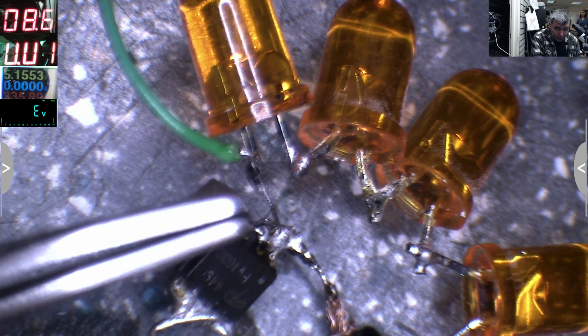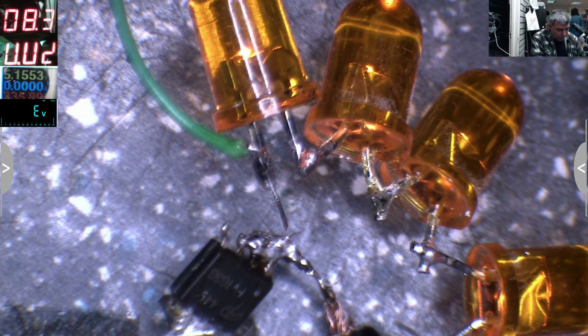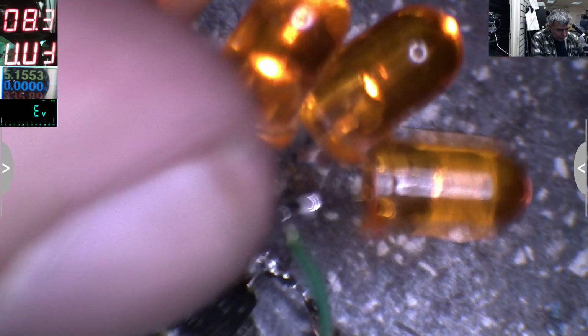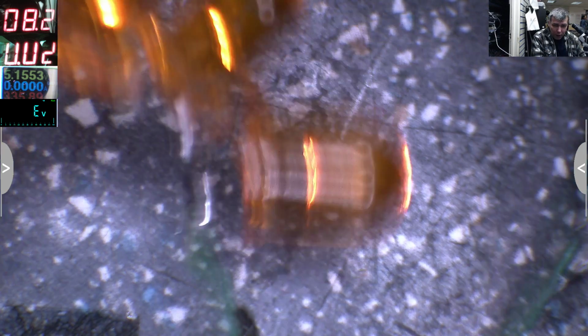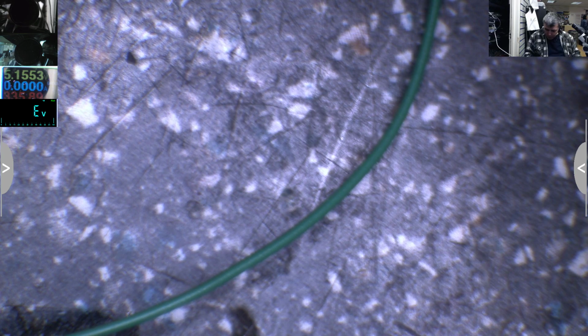Huh? The LEDs are on? Now they are staying on. So now the gate is charged. Let's power off the power supply, yeah, quickly, and check our MOSFET. Let's check the MOSFET.